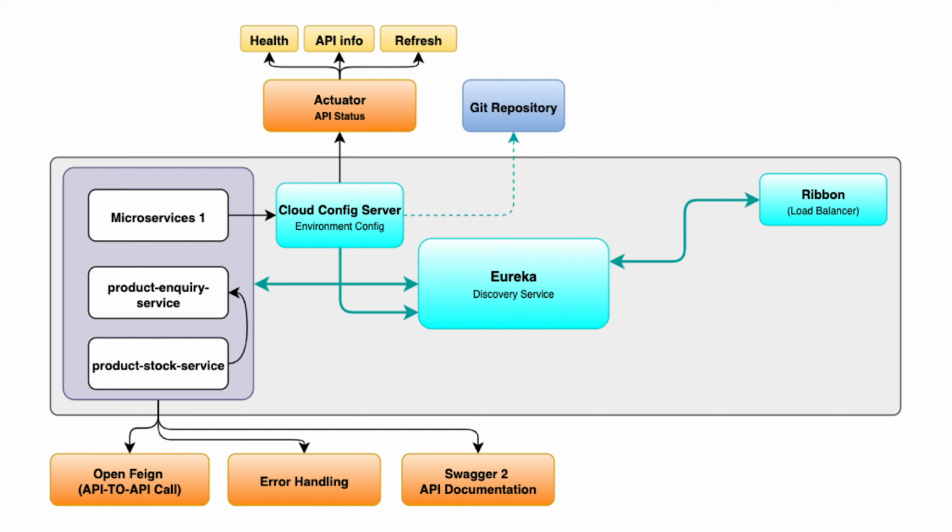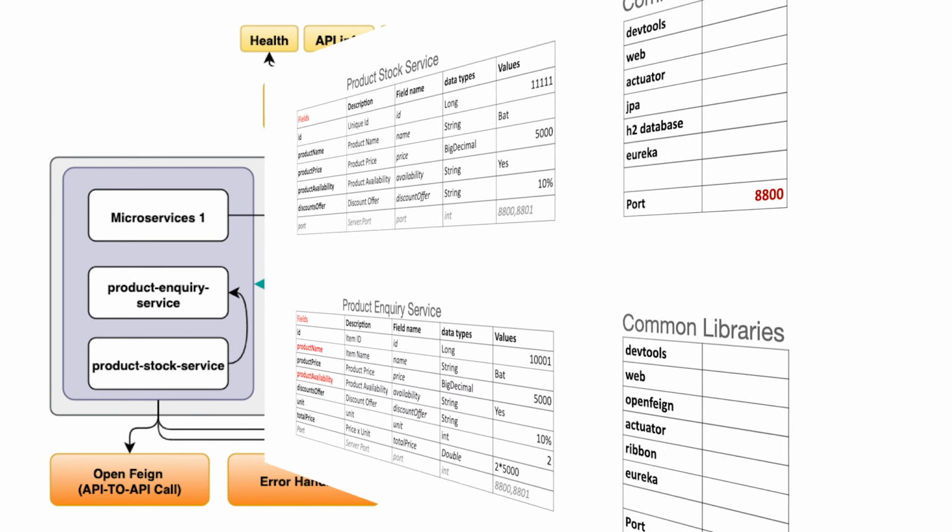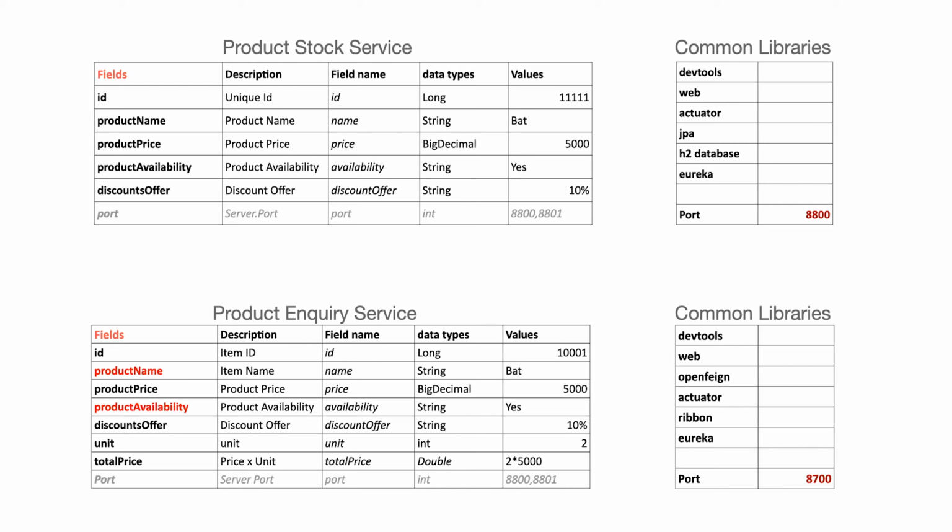To demonstrate, we are going to create two microservices. First is the product stock service. This service will store product information. And the second service is the product inquiry service, which will eventually be used for fetching product data from the stock service. Now let me brief you about the service structure. As I mentioned, the product stock service will store product related data like product name, price, stock, availability, and discount offer, if any is available on this product.